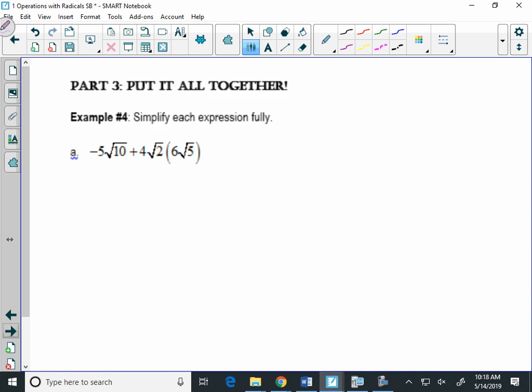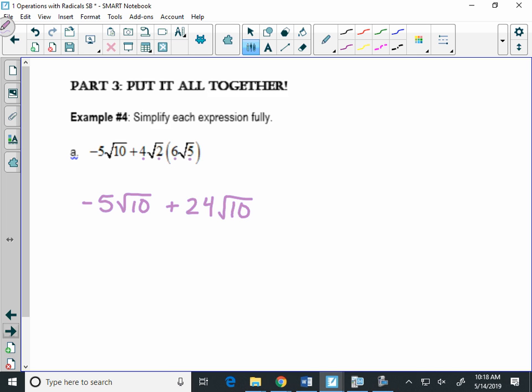Yeah, you have to multiply. Remember, think PEMDAS, you have to multiply first. So we multiply here. We're going to keep this negative 5 radical 10. When we multiply, again, multiply the numbers out in front. 4 times 6 is what? 24. Good. Then multiply the numbers underneath the radical. 2 times 5 is 10. After we multiply, do we have like radicals that we can combine?